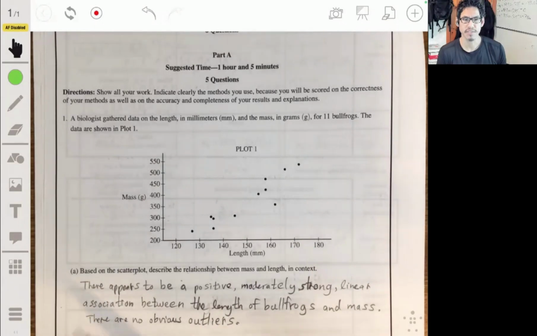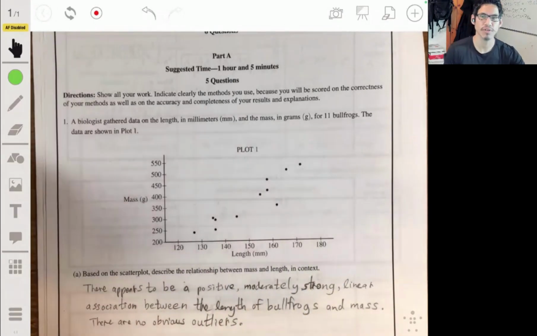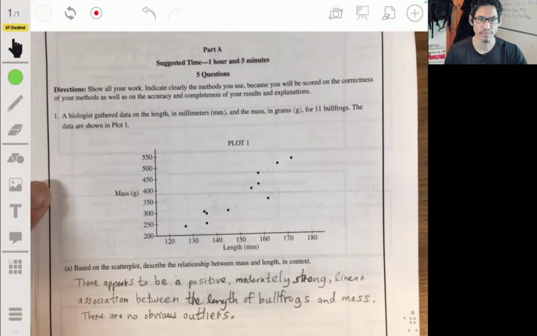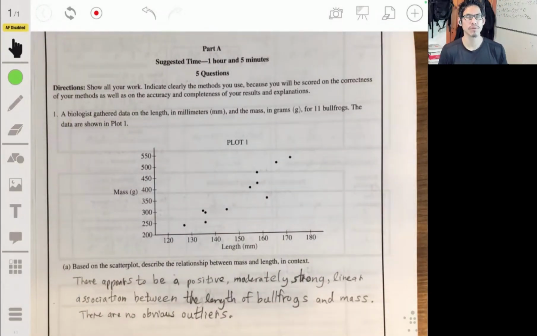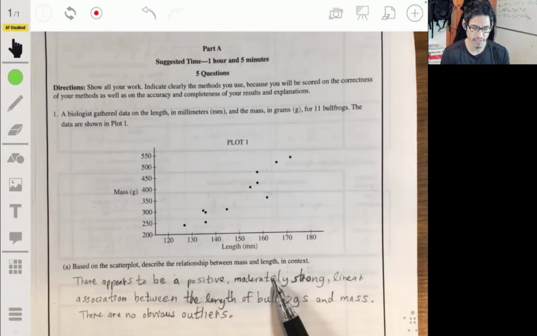Part A is saying, based on the scatter plot, describe the relationship between mass and length in context. Remember that when you're talking about a relationship between two quantitative variables, so numbers or values that can be measured on a continuous scale, like height, weight, stuff like that, you have to describe four things. Make sure you mention the direction, the strength, the shape, and whether there are any outliers.